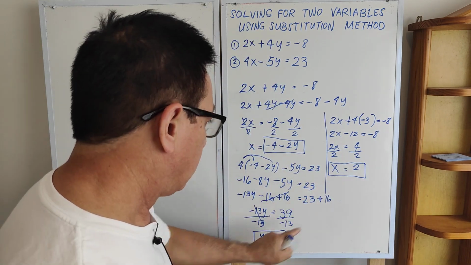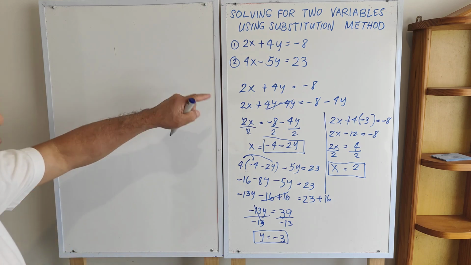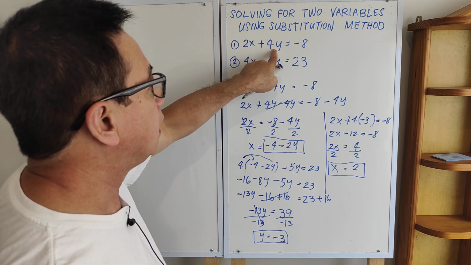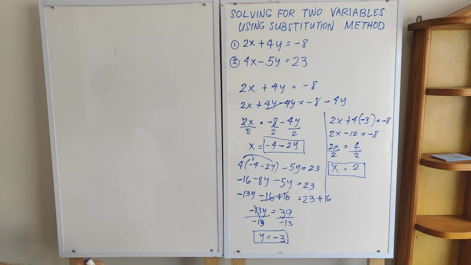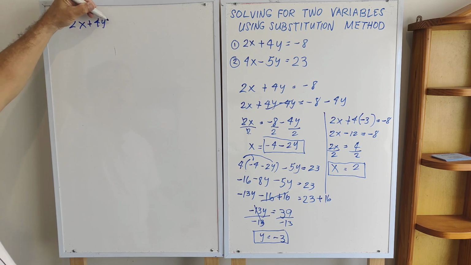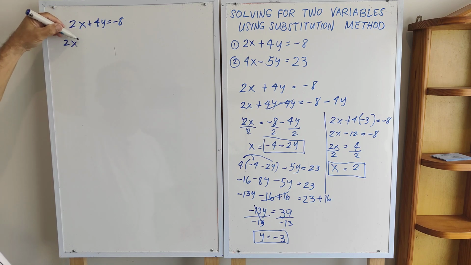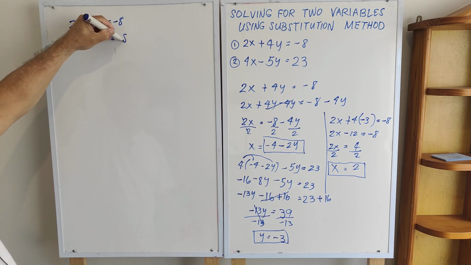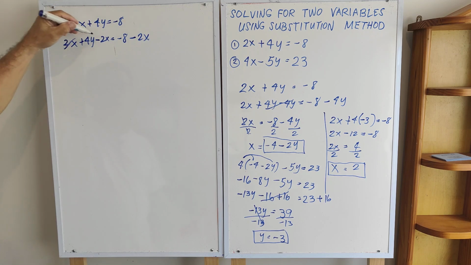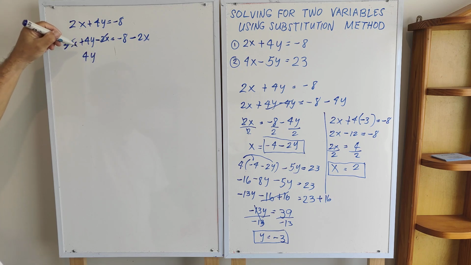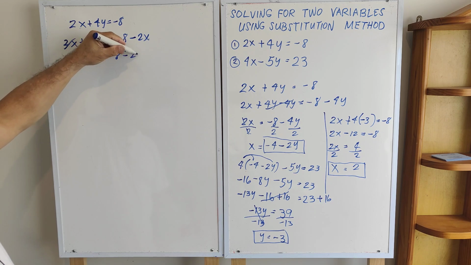Now you have a value of x and y. Let's try the second option. We find the value of y and then substitute that value in here. So I will rewrite the equation first. 2x plus 4y is equal to negative 8. So we want to isolate this y. So we want to remove 2x. So we subtract 2x on both sides. This will cancel out. We only now have 4y is equal to negative 8 minus 2x.